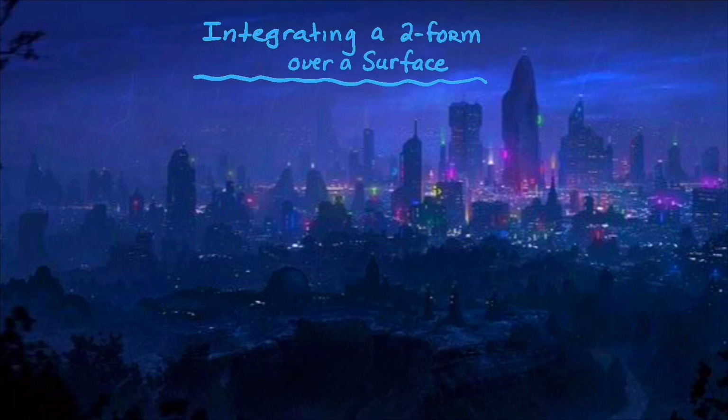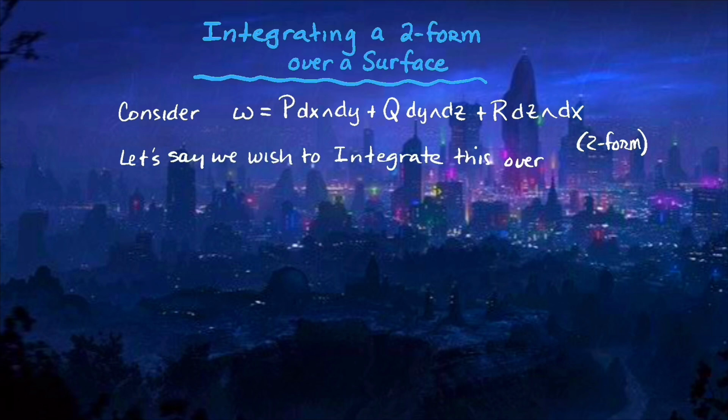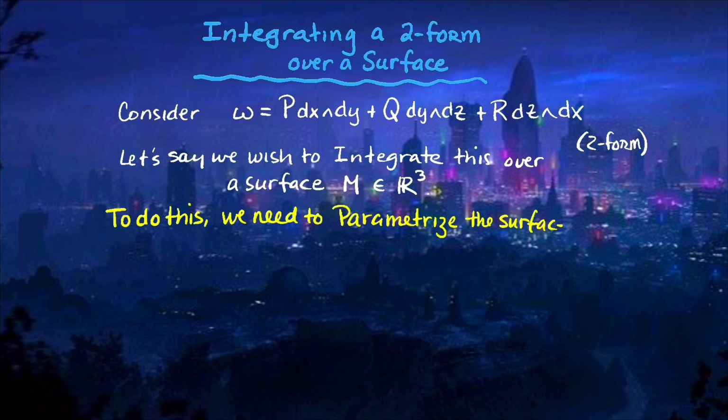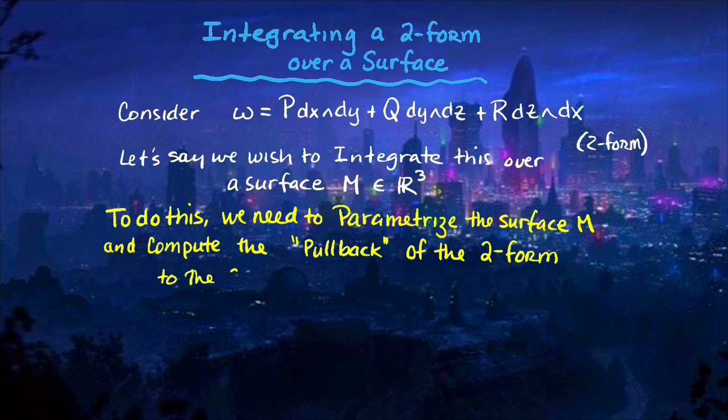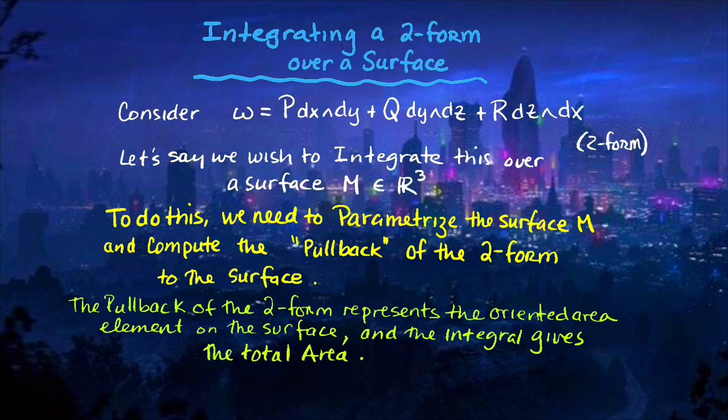Now, integrating a 2 form over a surface, consider omega, the 2 form given here. Let's say we wish to integrate this 2 form over a surface M in R3. To do this, we need to parametrize the surface M and compute what is called the pullback of the 2 form to the surface. The pullback of the 2 form represents the oriented area element on the surface, and the integral gives the total area.